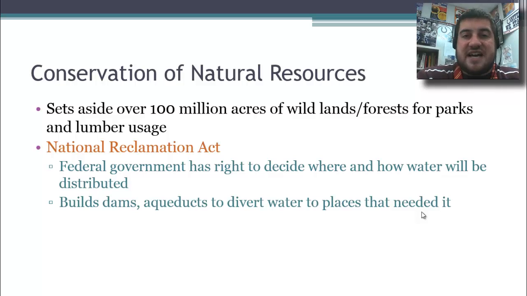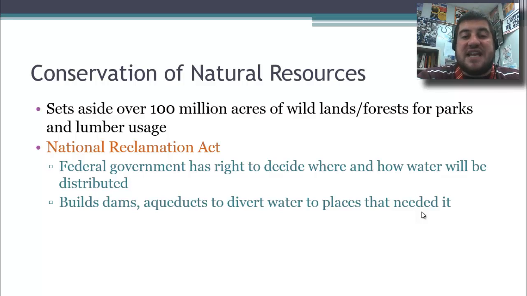Roosevelt also decides that we must conserve natural resources. He's an outdoorsman. He loves to hunt, but he knows that if we keep taking away natural resources at the rate that we do, we're not going to have them anymore, and he thought it was worth protecting. So he sets aside over 100 million acres of wildlands and forests for parks and lumber usage, and he makes way for the modern-day national parks system, which follows in his honor.